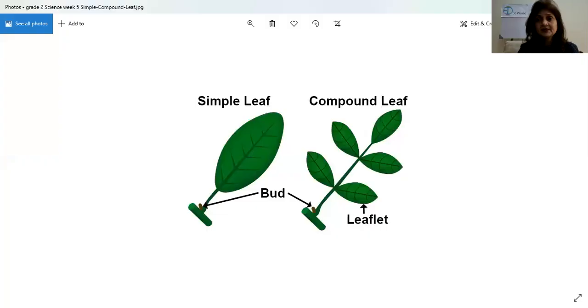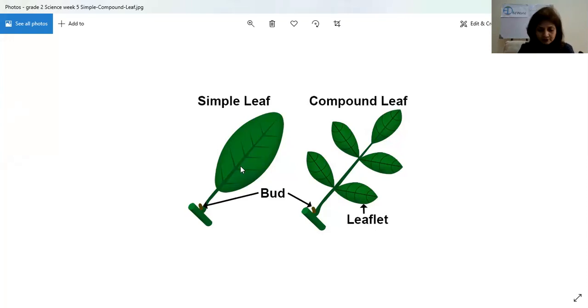Basically, leaves are of two types. They are simple, and they are compound. I'm going to show you the picture so that it's clear to you what is a simple leaf and what is a compound leaf. Can you see my picture here, class? Yes, correct. Now you can see here there are two types of leaves. This is a simple leaf and this is a compound leaf.